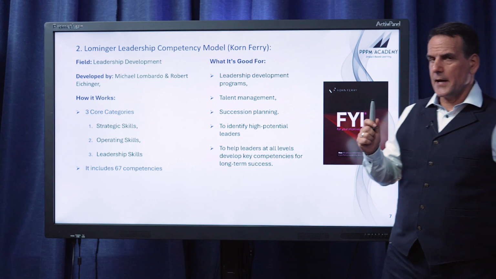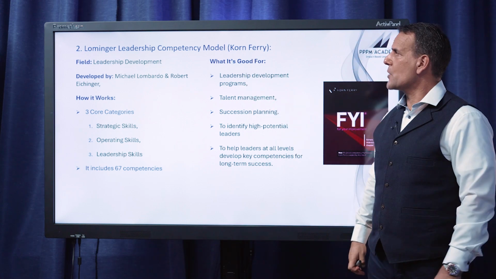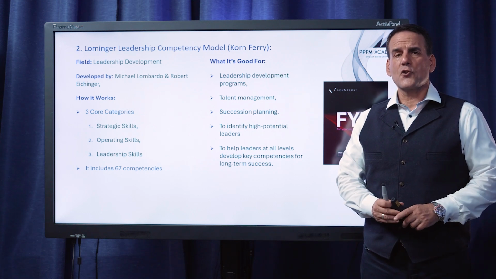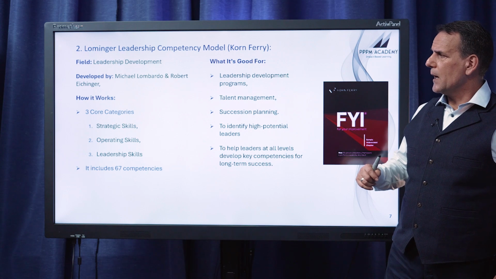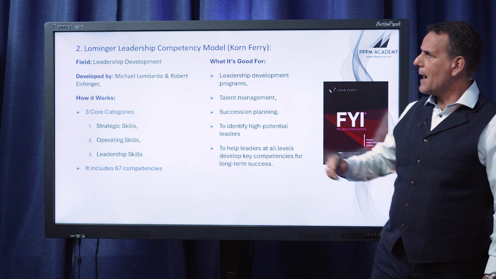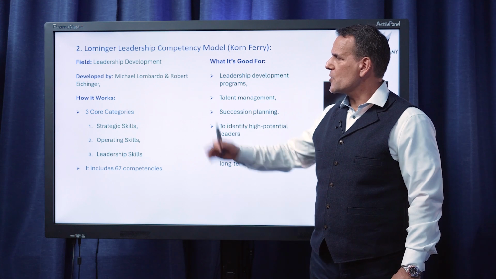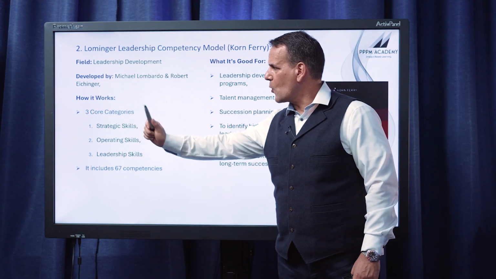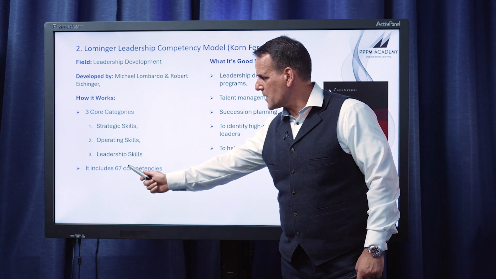It is actually a work that was developed on the research of Lominger, a gentleman, and Korn Ferry, one of the executive search companies out there, uses this model kind of to assess people. Okay, developed by Michael Lombardo and Robert Eichinger. It's a leadership development model. It assesses three core categories: strategic skills, operating skills, leadership skills.